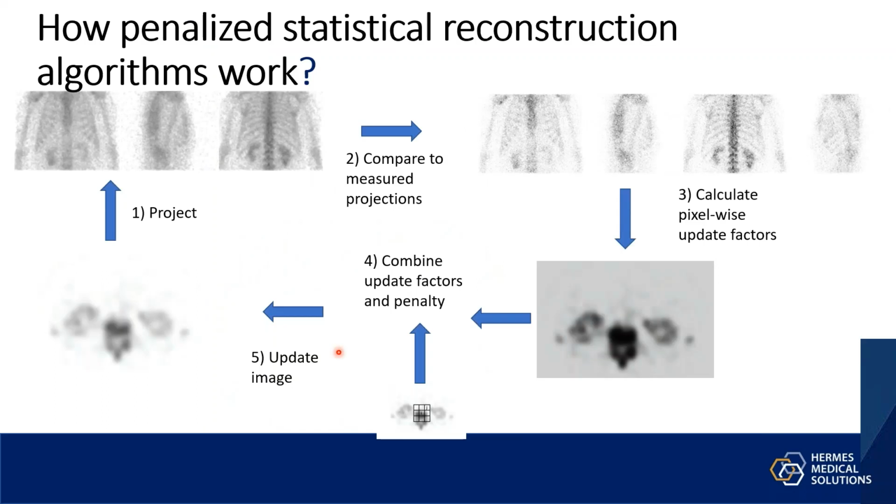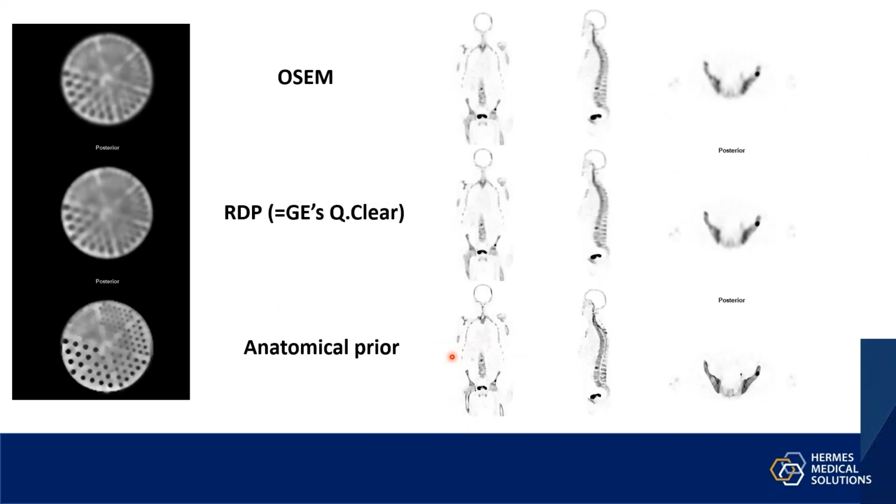The penalized statistical reconstruction algorithms work in a very similar way as the normal statistical reconstruction methods. We project the image based on our system matrix. We compare these calculated projections to the measured ones and calculate the update factors based on the fitting. But in addition to the fitting update factors, we also take into consideration the penalty factors that we calculate based on the image.